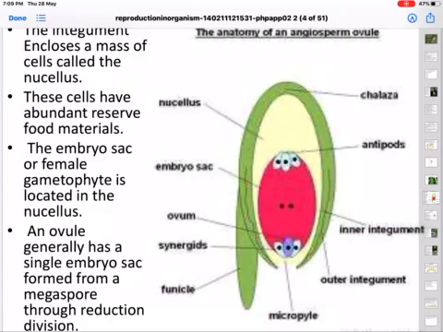inner integument, antipodals. Now if you count the numbers, you got on top 3 antipodals. Centrally there are 2 nuclei, which are the central part, and then down at the micropylar region you got 2 synergids and an ovum. So totally you got 8 nuclei, 3 plus 2 plus 3.